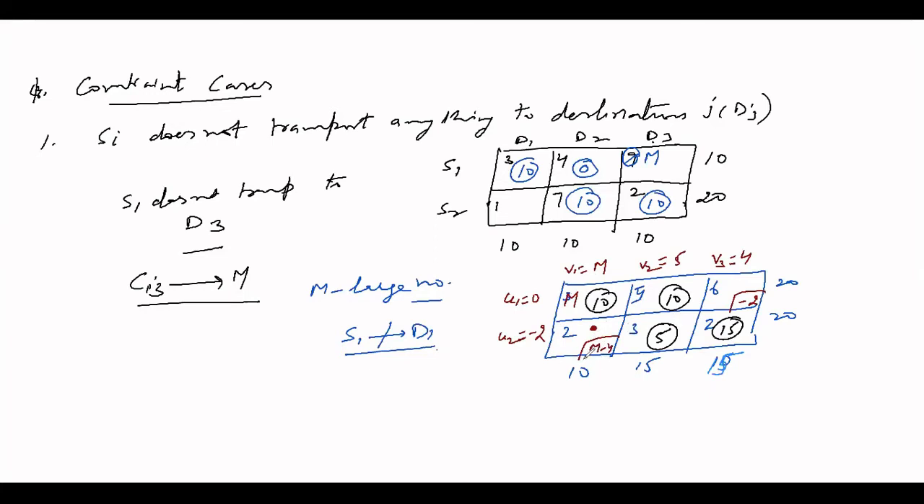Sir, we have to take capital M as positive for the minimization case, no? In every case, capital M is a large number. M is a positive number. Always M is a positive number.